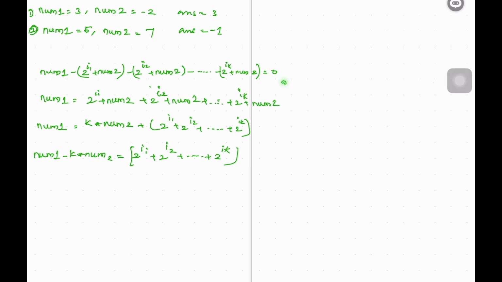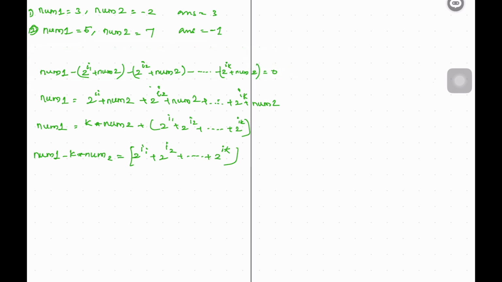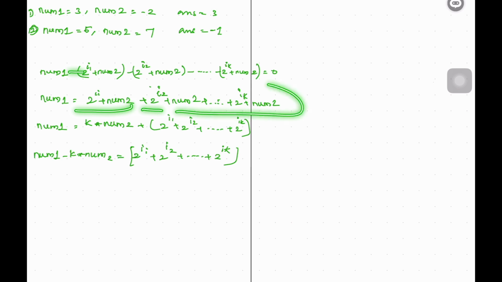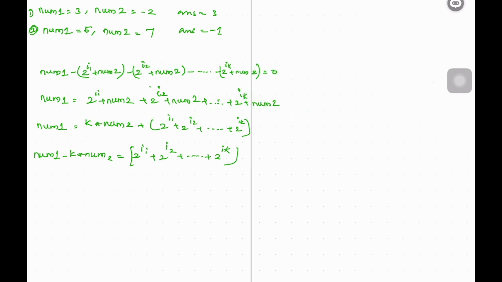By doing this we will get 0 as a result. Now we are moving all this to the right hand side. Minus will become plus, plus, plus. Now if you see, you have num2 as a common factor, so we will take that out. How many num2 will there be? Here it runs to k, so k times num2 will be there. So we have taken k star num2 separately, and we have separated the 2 power i.